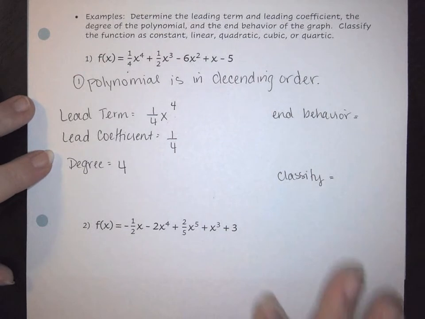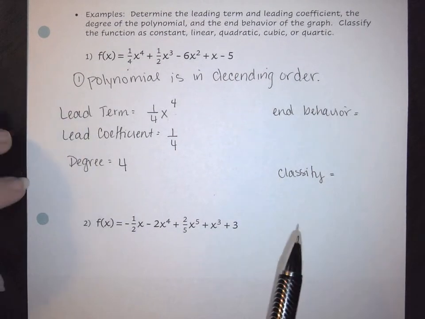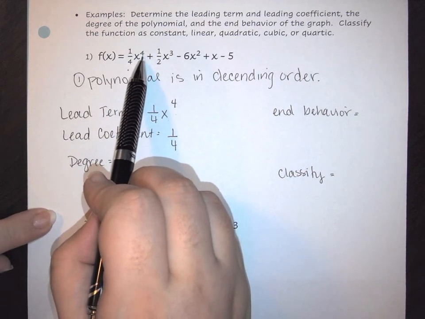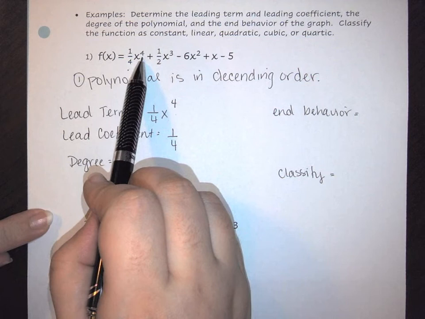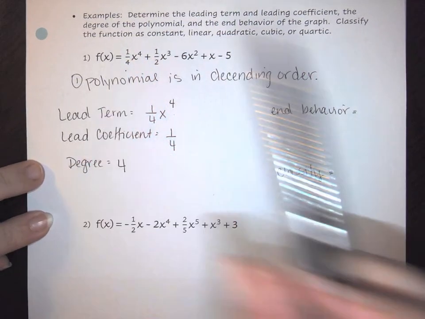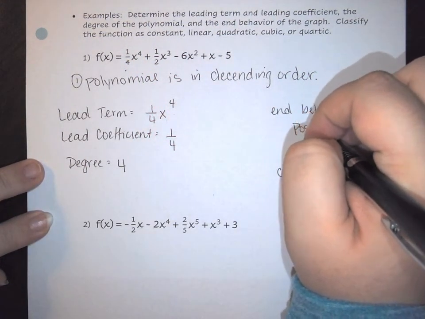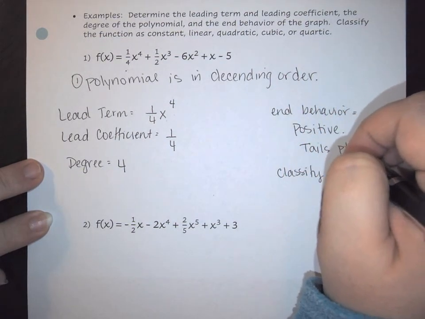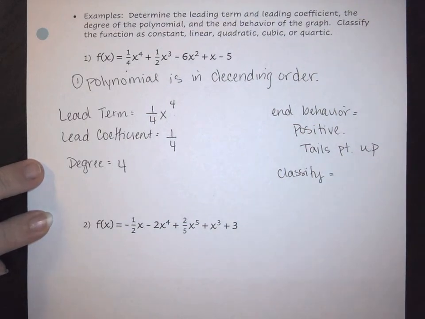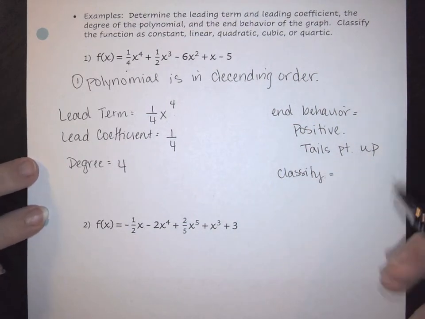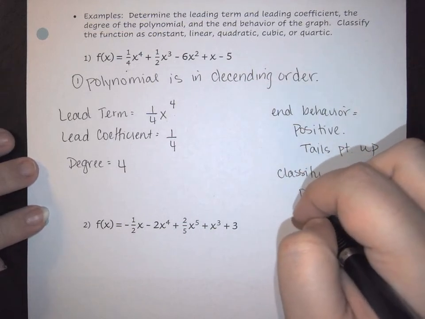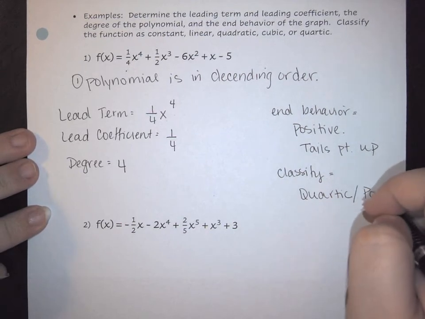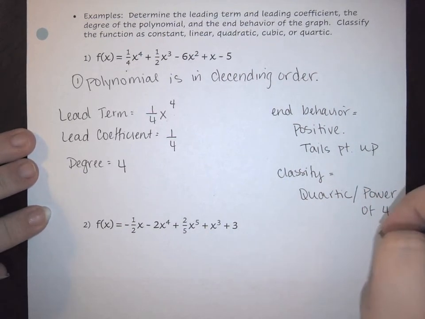Now, we need to look at end behaviors. So we need to identify, are we even or are we odd? In this case, we are even. So notice my degree is 4, we're even. The other thing to note is that this is positive. So my end behavior here is positive, which means my tails point up. In terms of classifying, this is the power of 4. There's two ways we can say that. We can call it a quartic, or we can call it power of 4.